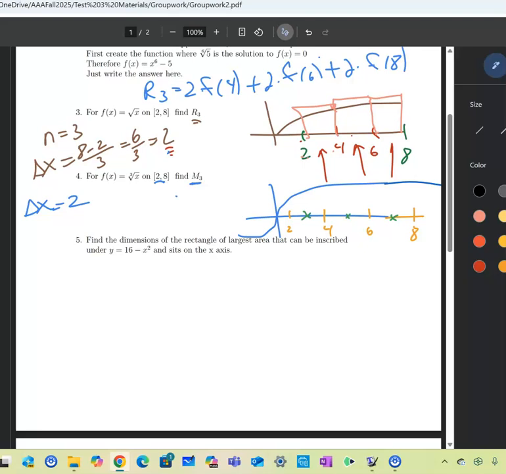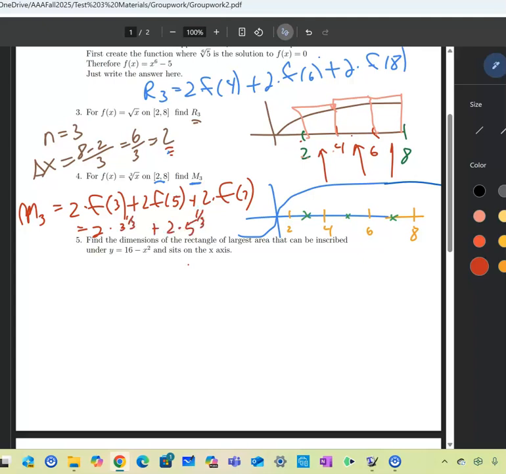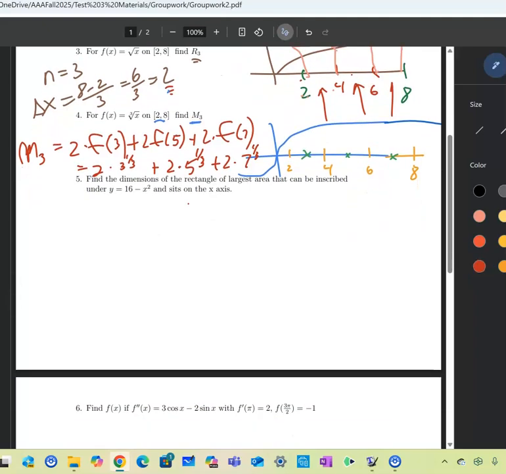So my M sub 3, make some room here. M sub 3 would equal the width of 2 and then f of 3, because that's my midpoint, plus the width of 2 times f of 5 plus the width of 2 times f of 7. And then your last step would just be to plug those numbers in. So 2 times 3 to the 1/3 plus 2 times 5 to the 1/3 plus 2 times 7 to the 1/3. And do not use a calculator or anything like that. That's a fine answer.